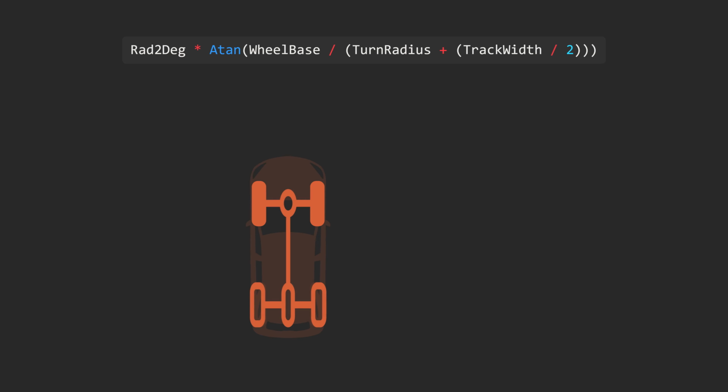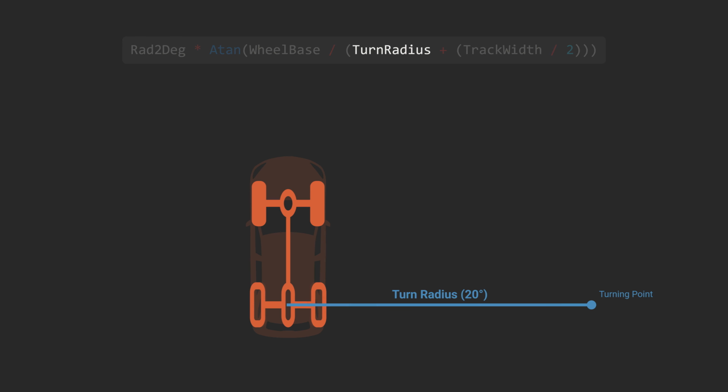Imagine the car turning around a single point somewhere beside it. That point lies along a line extending from the rear axle. The length of this line is equal to our car's turn radius. We shall use 20 again for this example. Because each front wheel sits at a different distance from that turning point, they need to have a slightly different angle in order to stay perpendicular to the path I just drew.